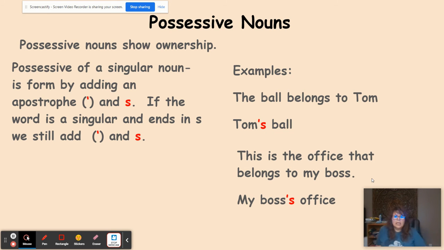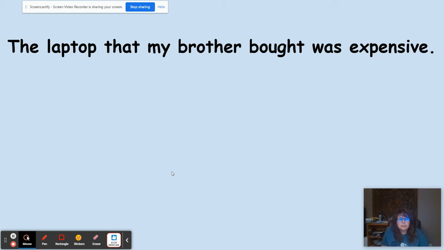Now in this case, this is the office that belongs to my boss. The word boss ends with an S, and it actually ends with 2 S's. And yes, it looks kind of funny, but it's correct. So if we're talking about only one boss and it ends with an S, we still add apostrophe S. So it's my boss's office. The office belongs to my boss. It shows possession, ownership.